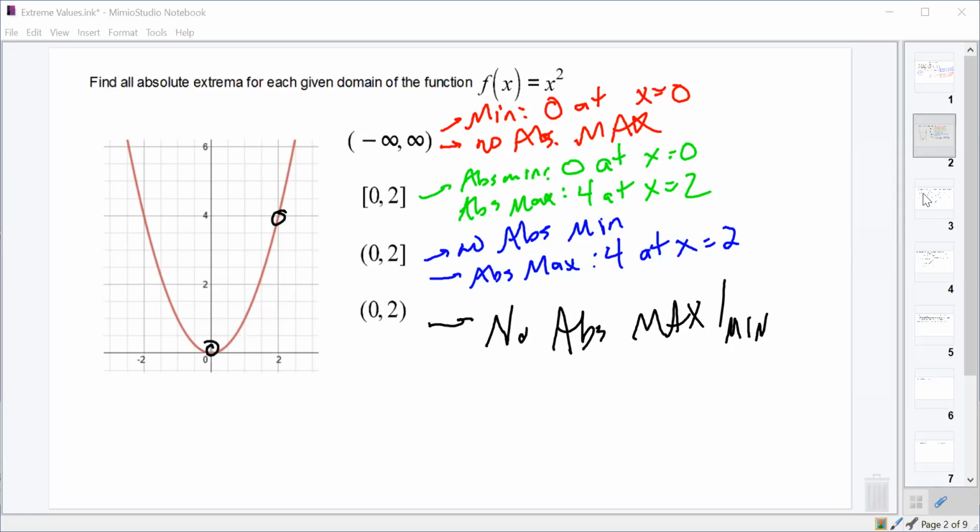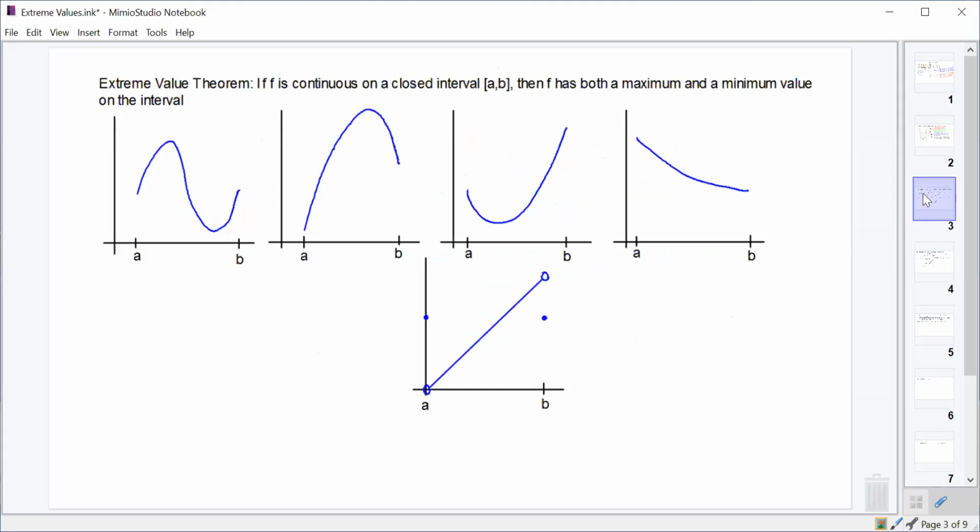That's going to sort of lead us into something called the extreme value theorem. The extreme value theorem says that if we have a function that is continuous on a closed interval from a to b, then there must be an absolute maximum and there must be an absolute minimum on that interval. But that's only if it's a closed interval and it's continuous on the entire closed interval. Okay, this is called the extreme value theorem.